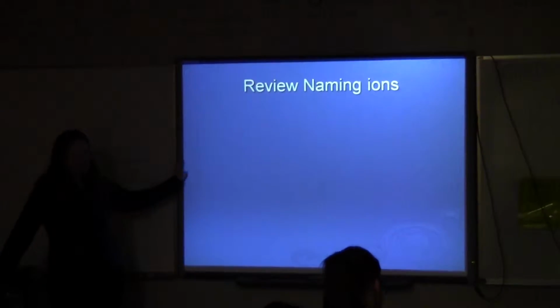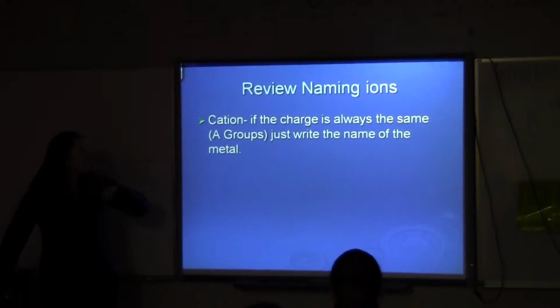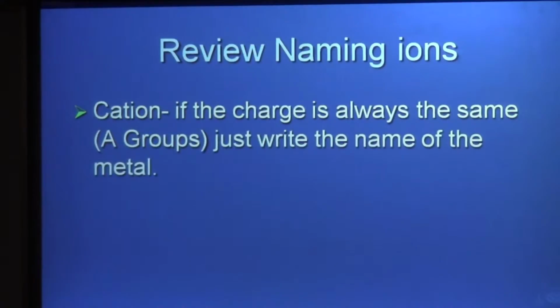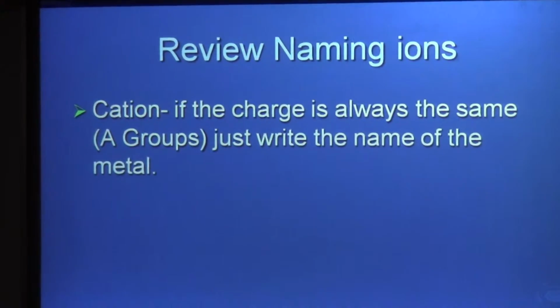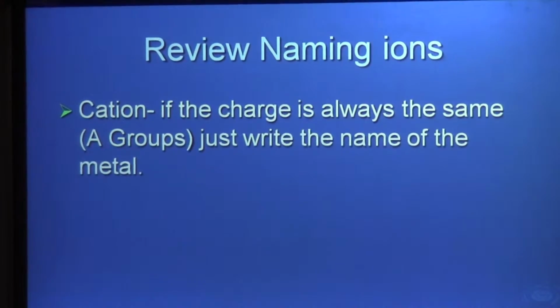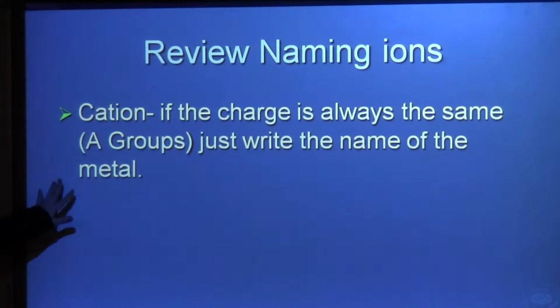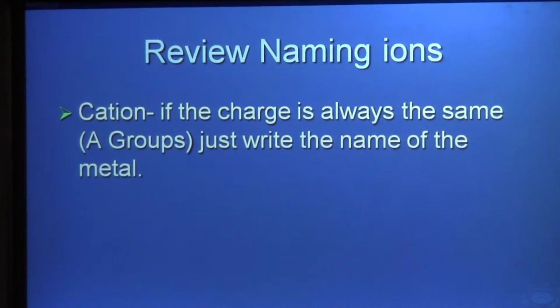of our ions. The first one, the cation. If the charge is always the same, that's your A group numbers. 1A, 2A, and 3A form your cations. You just have to write the name of the metal. Makes it really easy, right? 1A, 2A, 3A, you just write the name of the metal, it's done.